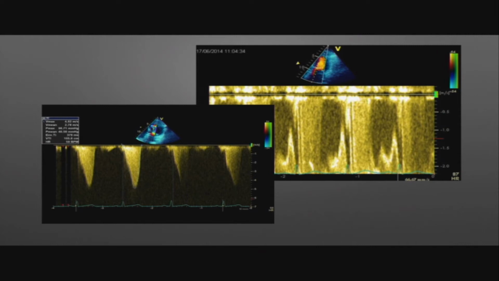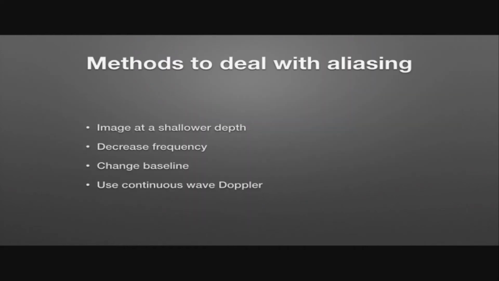So we're going to be able to see that curve come back from the top as well. And so what are the ways that we deal with aliasing if we want to be able to pick up structures that are moving faster than that? Well, we can image at a shallower depth that we discussed. We can decrease the frequency. And that's because the pulse repetition frequency is inversely proportional to the depth of the sample volume and the frequency.